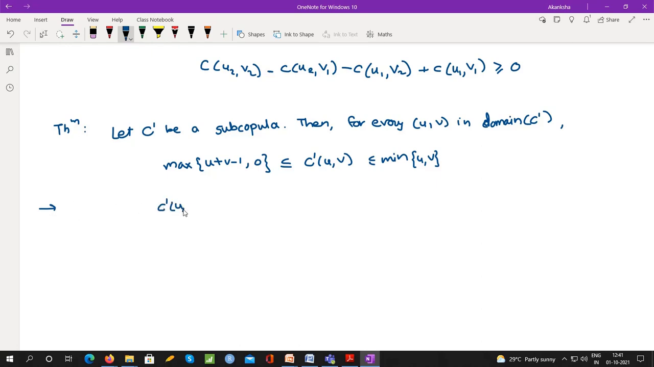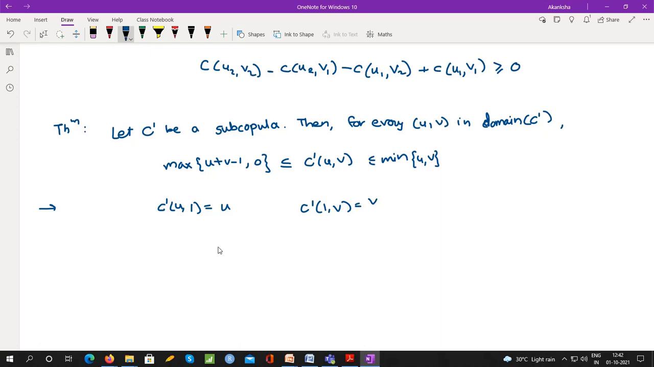We know C prime of u, v is equal to, okay, wait, I can write directly. So we have revised twice. C prime of u, 1 is equal to u, correct? C prime of u, 1 is equal to u. Then we know C prime of 1, v is equal to v.